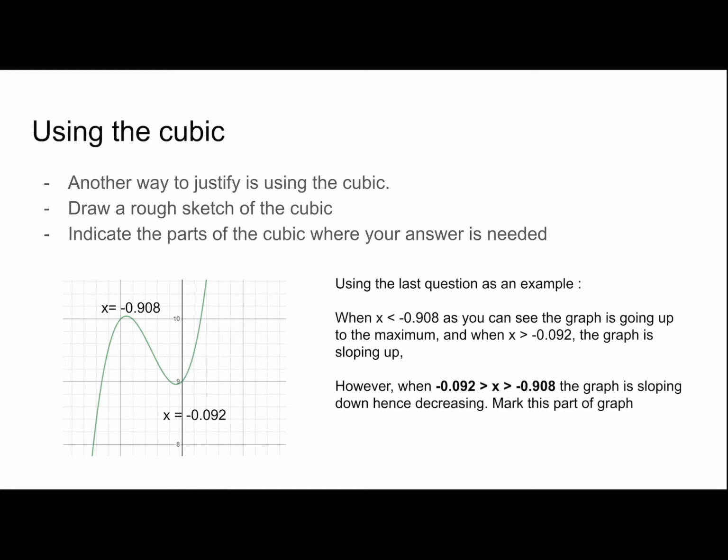And when x is greater than 0.092, that's the very right hand side of the graph. As you can see, it's also sloping up. But when something is sloping up, the gradient is positive. We're looking for when the gradient is negative. Between these two values, we have a graph that is sloping downwards, and that's what we want. So we mark the graph between these two intercepts. As you can see, I've marked the area between the two intercepts, and that will be your final justification.